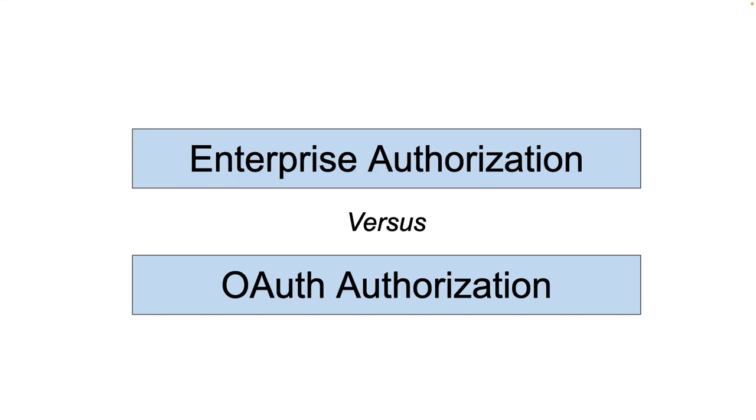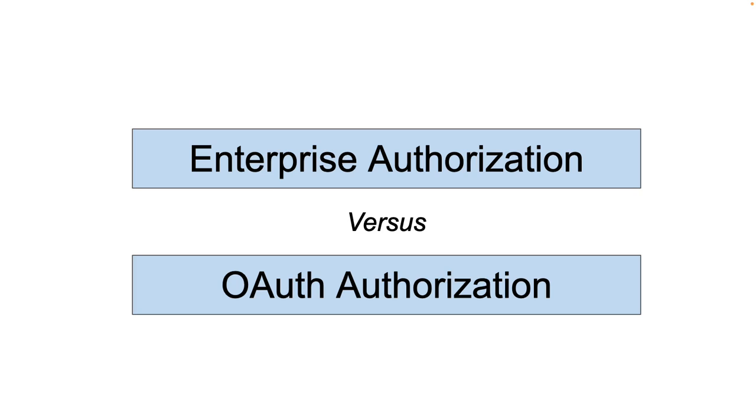In this video, we are going to talk about two different kinds of authorizations that you are most likely going to encounter: Enterprise Authorization and OAuth Authorization. We will clearly show in a diagram where exactly each one happens.